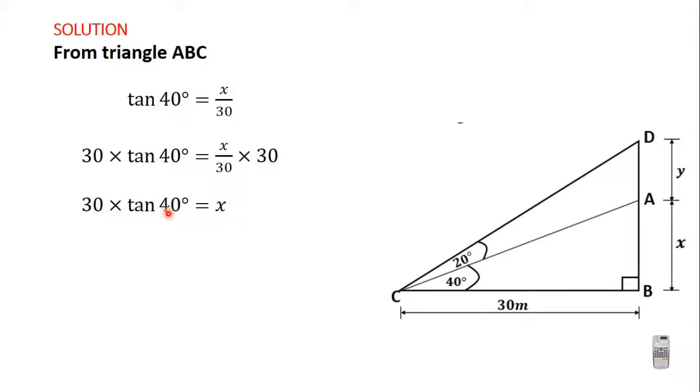30 times tan 40 degrees will give us 25.2 meters. So if you do this and you correct your answer to 3 significant figures, you have 25.2 meters.